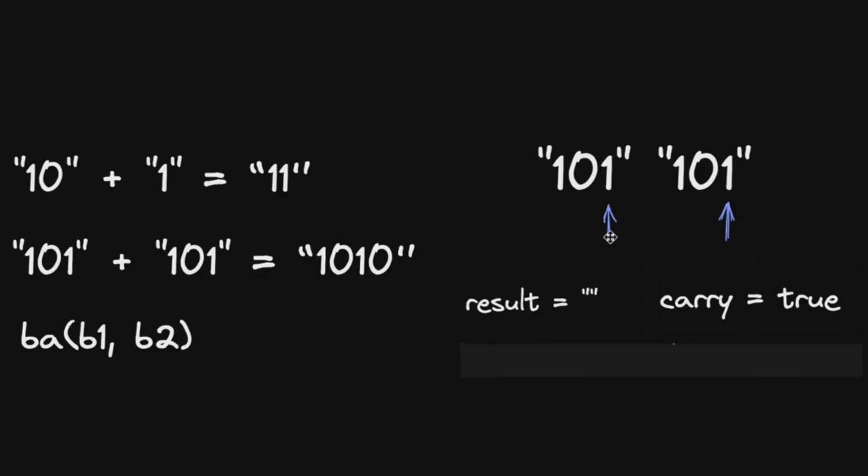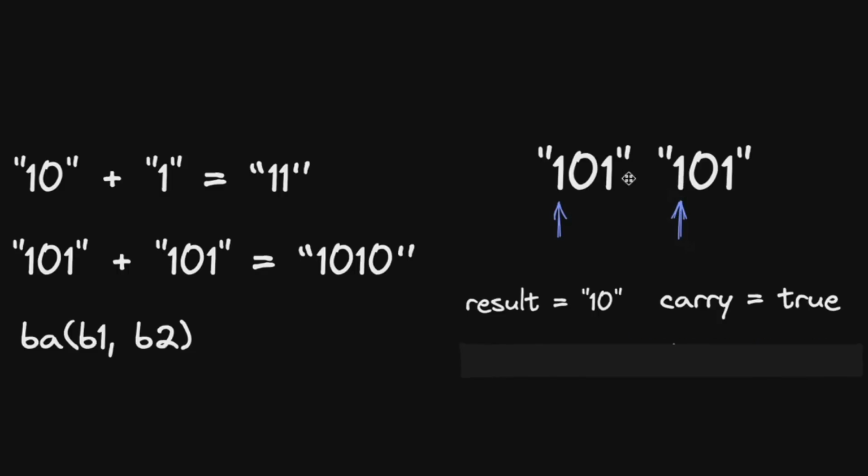In this particular case, we're starting with these two digits, and the result is empty right now. Then we go to this one. The result becomes zero and the carry becomes true. And then we can keep going that way. The result becomes one because we have a carry and we have these two digits, zero and zero. Then we can go to the next digits. So this is the basics of my solution.